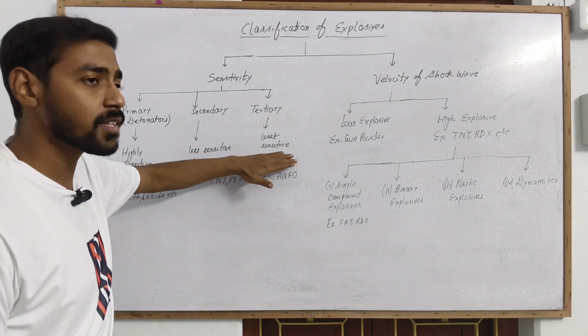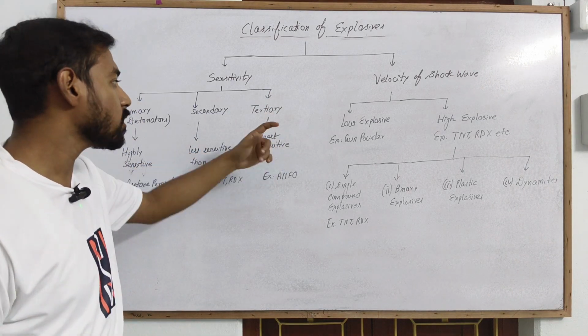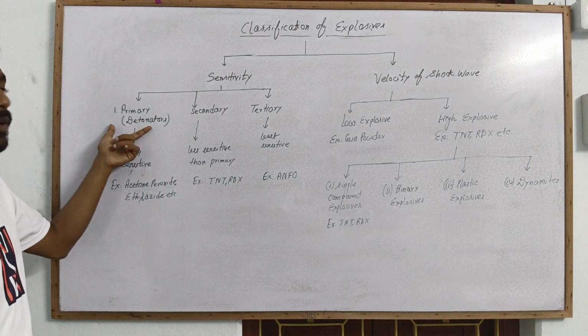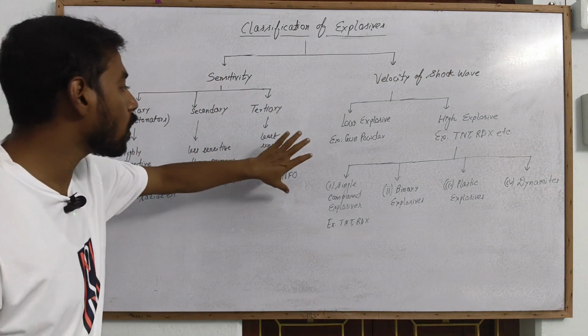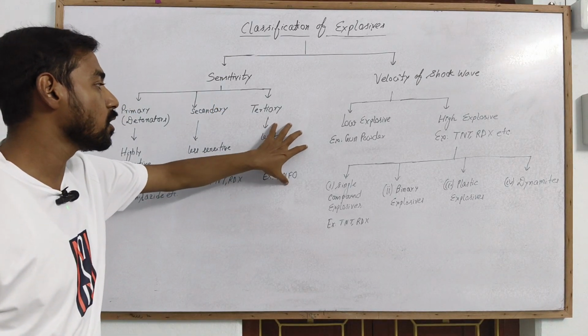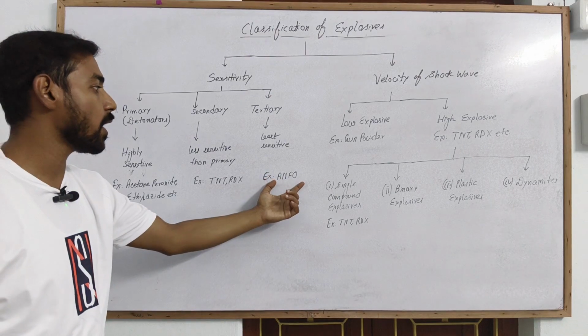Then coming to the tertiary. Tertiary is least sensitive. It is very less sensitive. As it is least sensitive, it cannot be triggered by the application of a small amount of primary detonators. So what we require is a booster of secondary explosive to initiate these explosives. Some common examples are like ANFO.